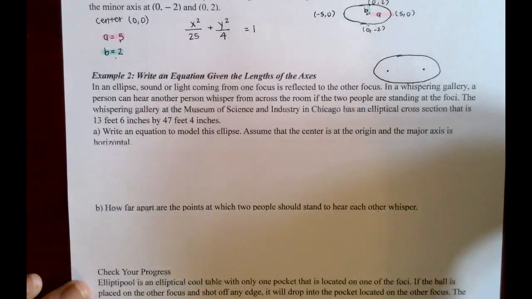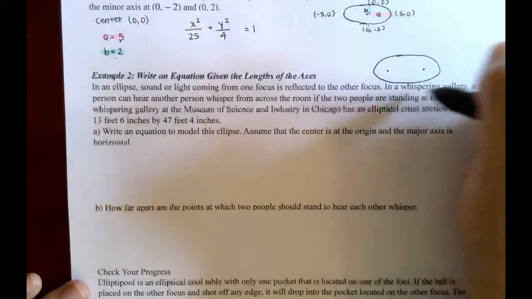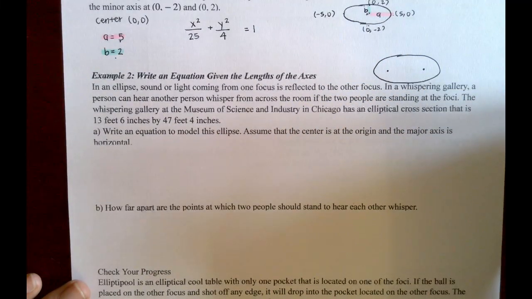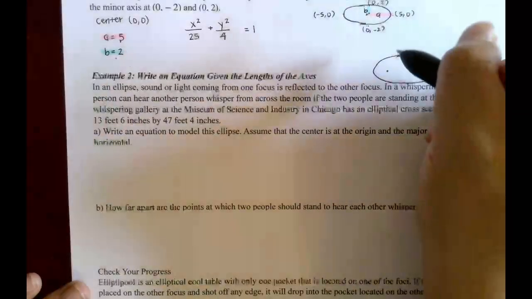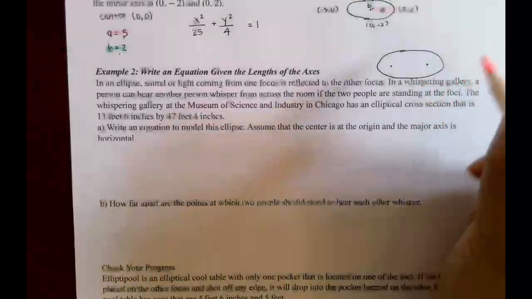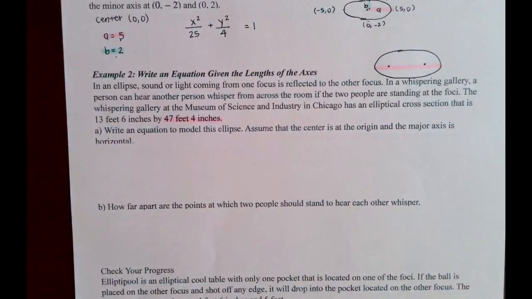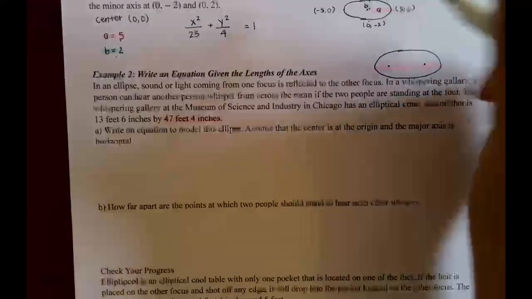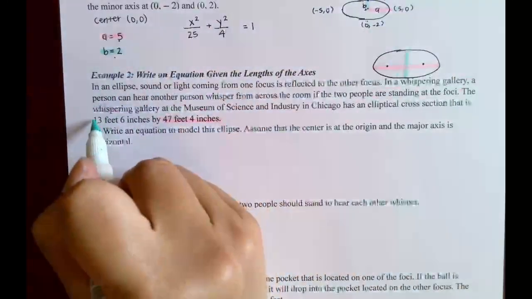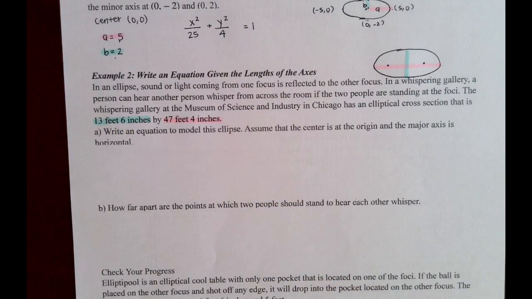Okay? So the Whispering Gallery at the Museum of Science and Industry in Chicago has an elliptical cross-section that is 13 feet 6 inches by 47 feet 4 inches. So what that means is that here, this distance, the whole thing from here to here is the long one, 47 feet 4 inches, right? And the distance here to here is the short one, the minor axis, 13 feet 6 inches.